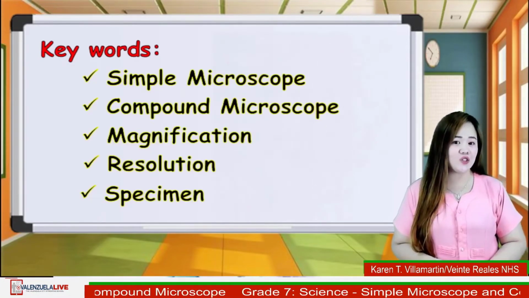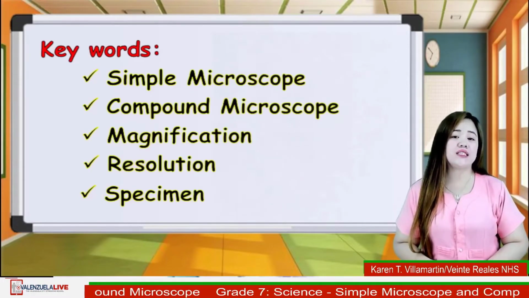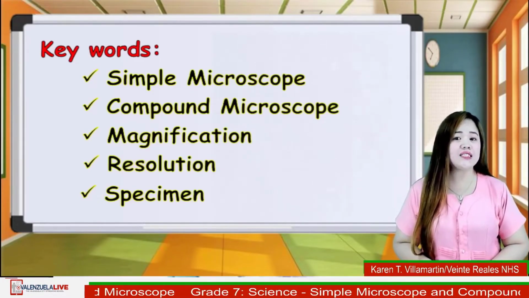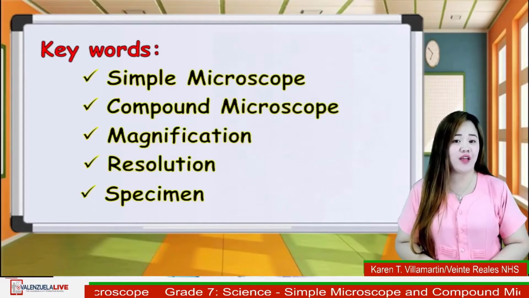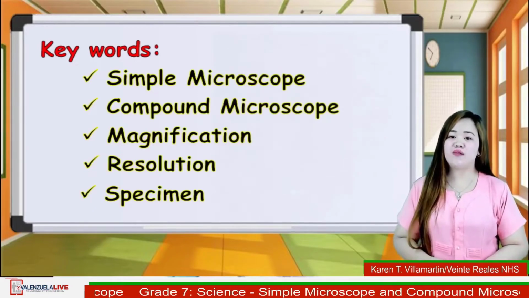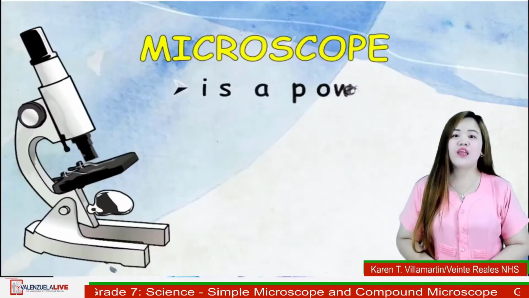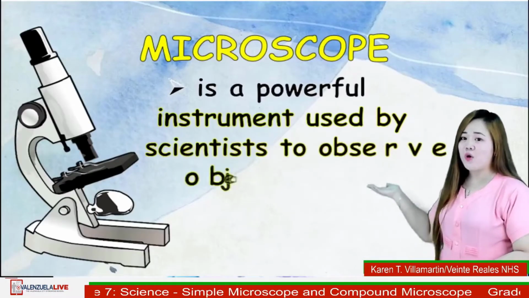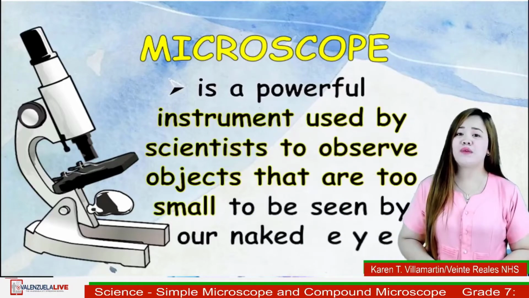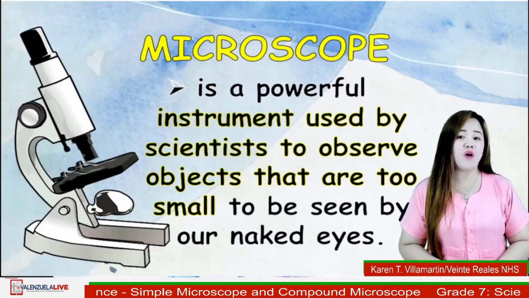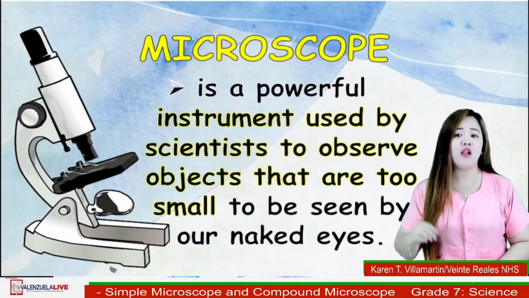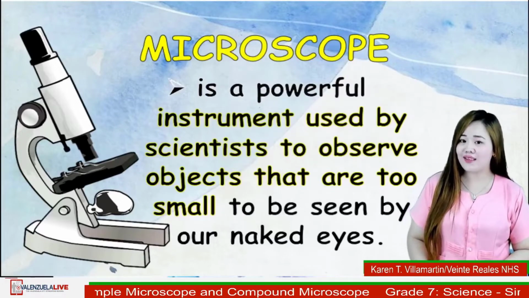From the last session, you have learned about the history of microscope and its different parts and each function. You also learned the basic microscope technique and rules to follow. You learned that a microscope is a power instrument used by scientists to observe objects that are too small to be seen by our naked eyes.